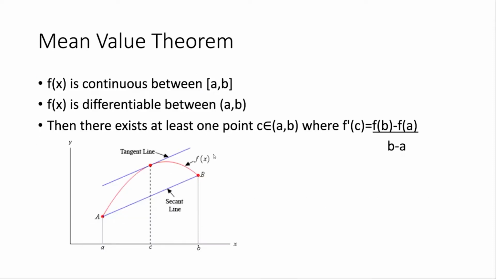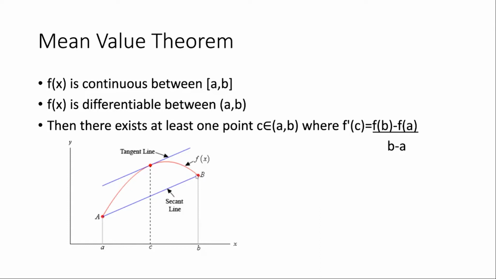Mean value theorem. It's really similar to Rolle's theorem, but it doesn't have the condition that f of a equals f of b. It just has a random value for f of a and f of b. So f of x is continuous on the closed interval a to b, and f of x is differentiable on the open interval a to b. If these are met, then there exists at least one point c between a and b where f prime of c is f of b minus f of a over b minus a, which is just the slope of the secant line.